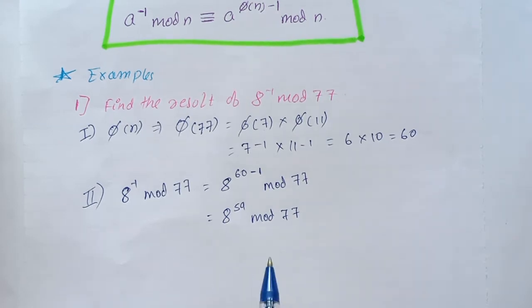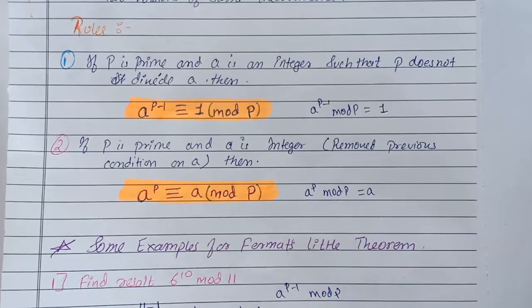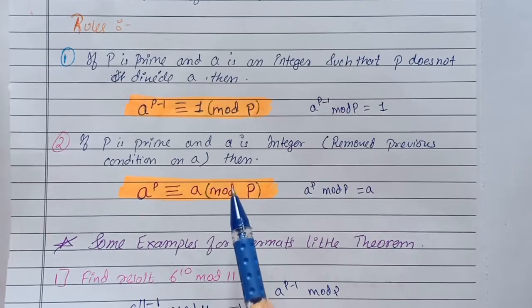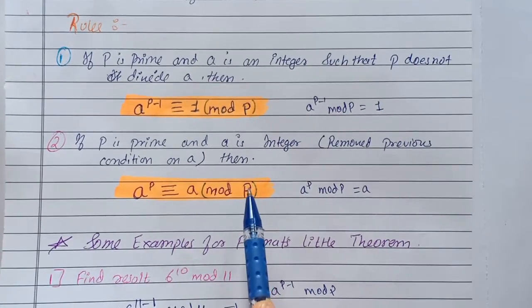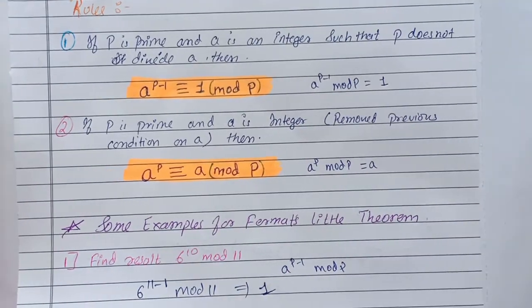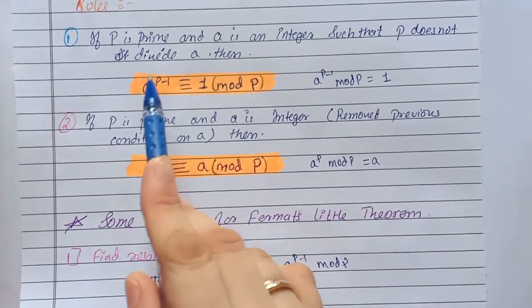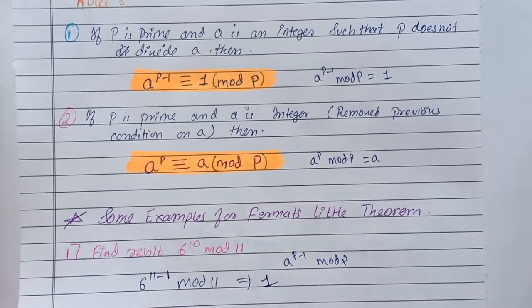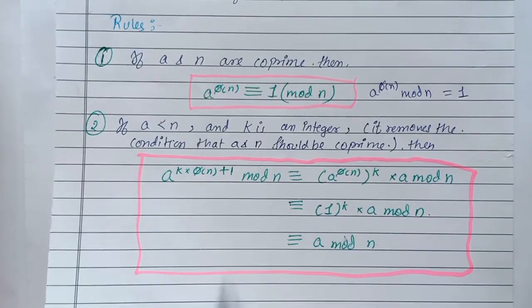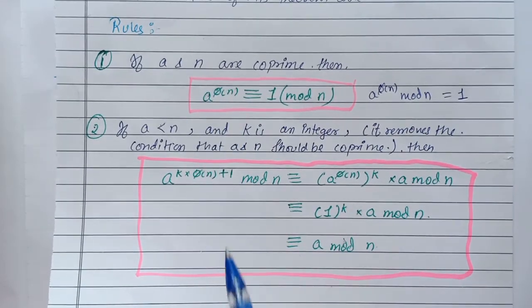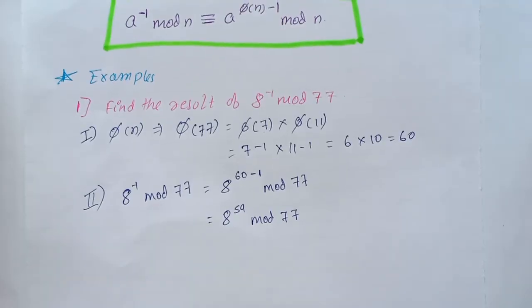To calculate this, we will check the earlier rules which we saw. We will see if any of these can be used. No, because here p is not a prime number. So we will see if any one of these applies. But here this condition and this condition cannot be applied. We will see if Euler's theorem applies. No, this condition and this condition do not apply. So we have to solve this using a calculator.